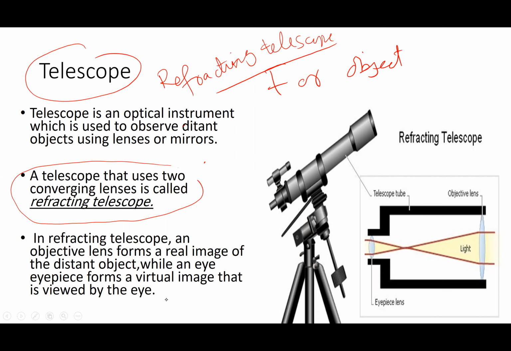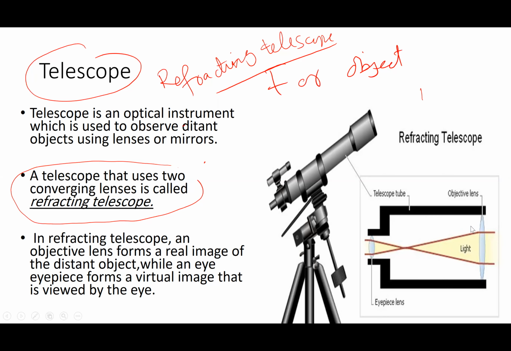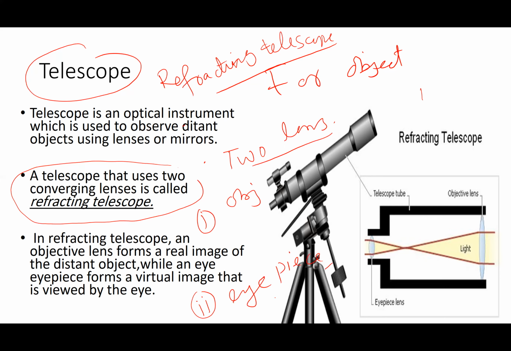There are two lenses in the telescope: one objective lens and one eyepiece lens. This is objective lens, and this is eyepiece. It is near to the eye, that's why it's called eyepiece. It is near to the object, so it is called objective lens.